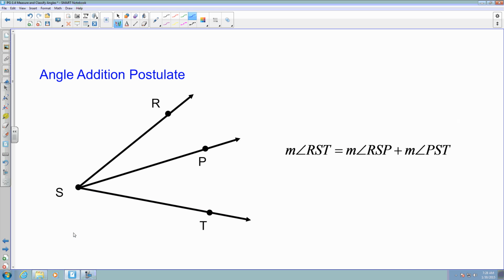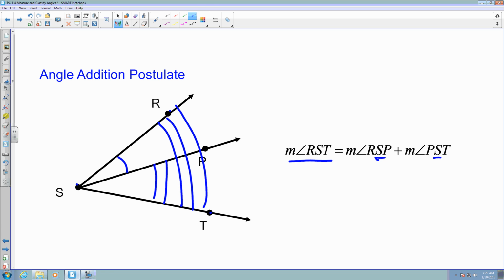Last thing I'm going to talk about is the angle addition postulate. The angle addition postulate is this. We have this angle measure of RST, and whatever measure that is, since they share a common endpoint, the vertex S, I could say that this angle plus this angle is going to equal this larger angle. So that's what the addition postulate is going to do for us.